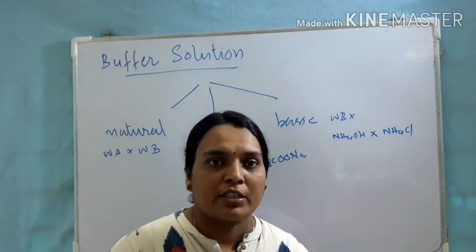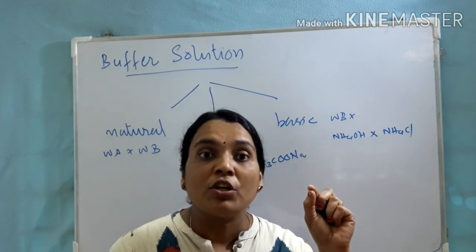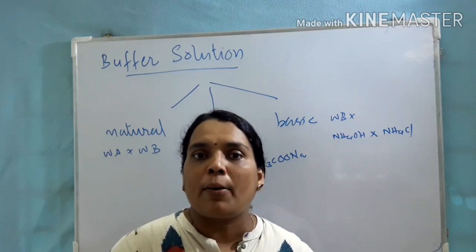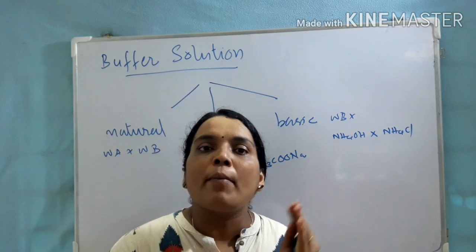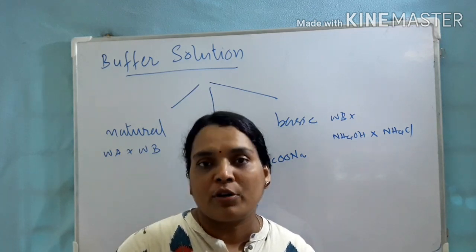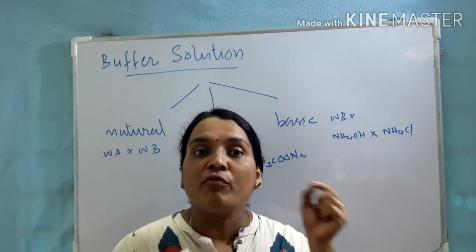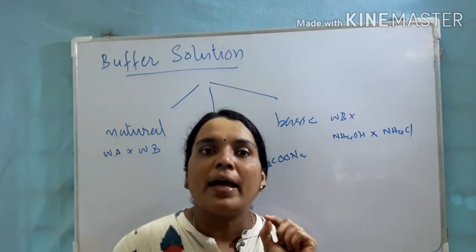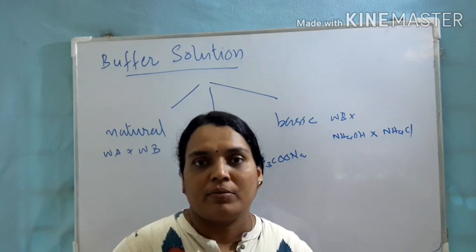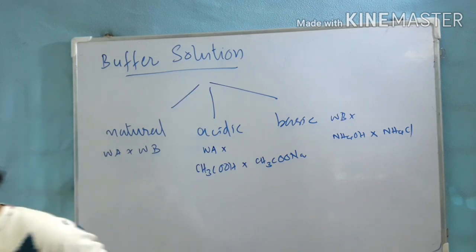You know what is common ion effect? That is suppression of dissociation of a weak electrolyte by adding a small amount of strong electrolyte having a common ion into it. That is common ion effect. Let us see what is happening here.